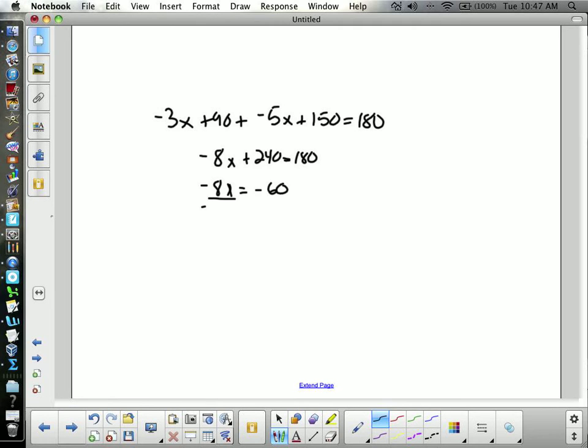Divide by negative 8. Negatives cancel. X is 60 over 8, which is 30 over 4, 15 over 2. Notice we don't have to change that into a mixed number or anything like that. 15 over 2 is a perfectly good answer. Okay? If you use 7.5, that's okay, but 15 over 2 is just fine.